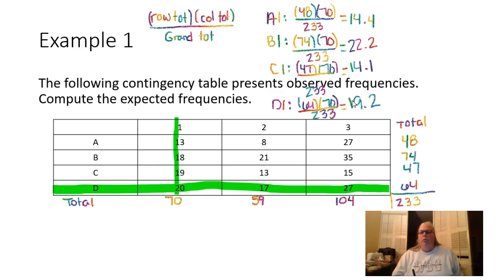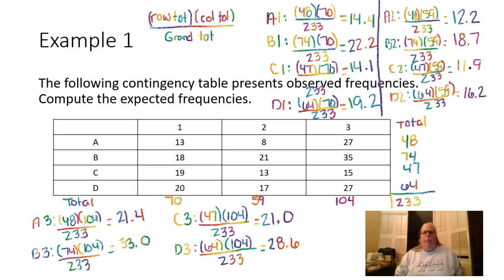All right, now, why don't you go ahead and pause the video and find the expected frequencies for column 2 and for column 3. And then I'll go ahead and put them up here, and you can check your work against mine. Okay, and over here to the side, these are the expected frequencies I got for column 2, and these are the expected frequencies I got for column 3. I hope you did well.